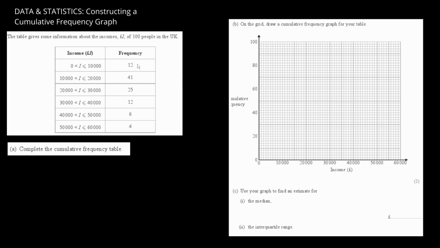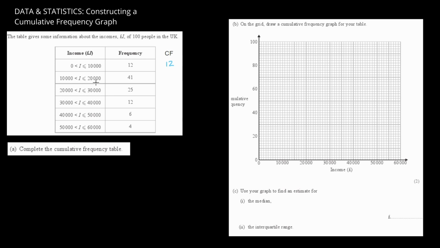Remember, we've got 12 people up to 10,000. Then all of the people up to 20,000 must include the 12 that were up to 10,000 and also the 41 that are now included between 10 and 20,000. So we simply add these numbers up and create a running total, if you like. The first of our cumulative frequency results is easy. We've got 12 people in this group, so by the time we're up to an income of £10,000, we've got 12 people.